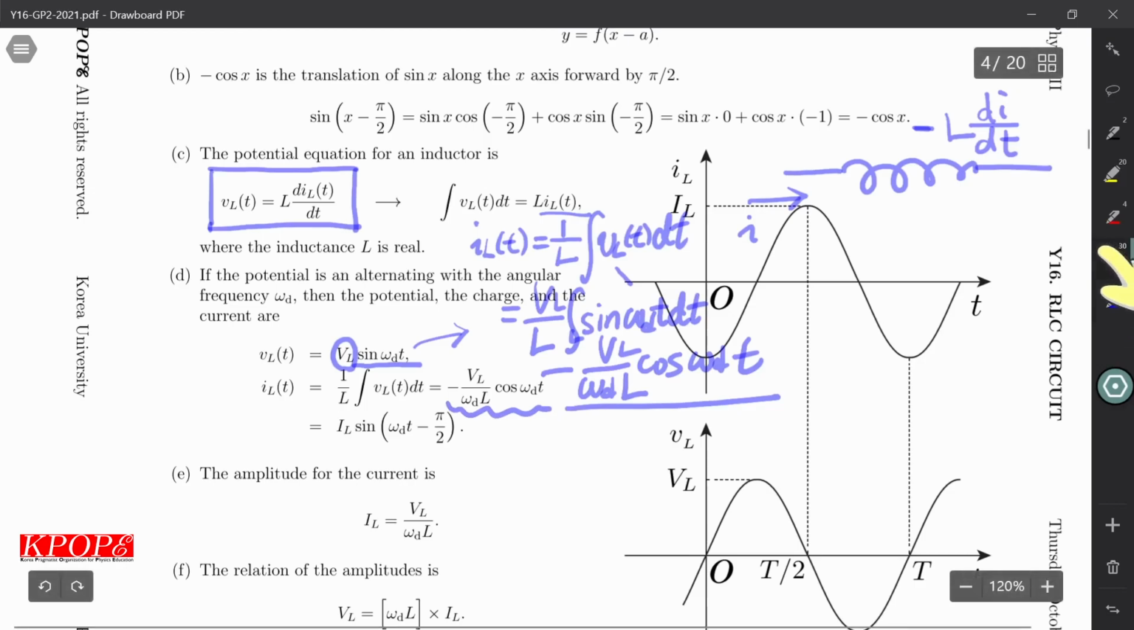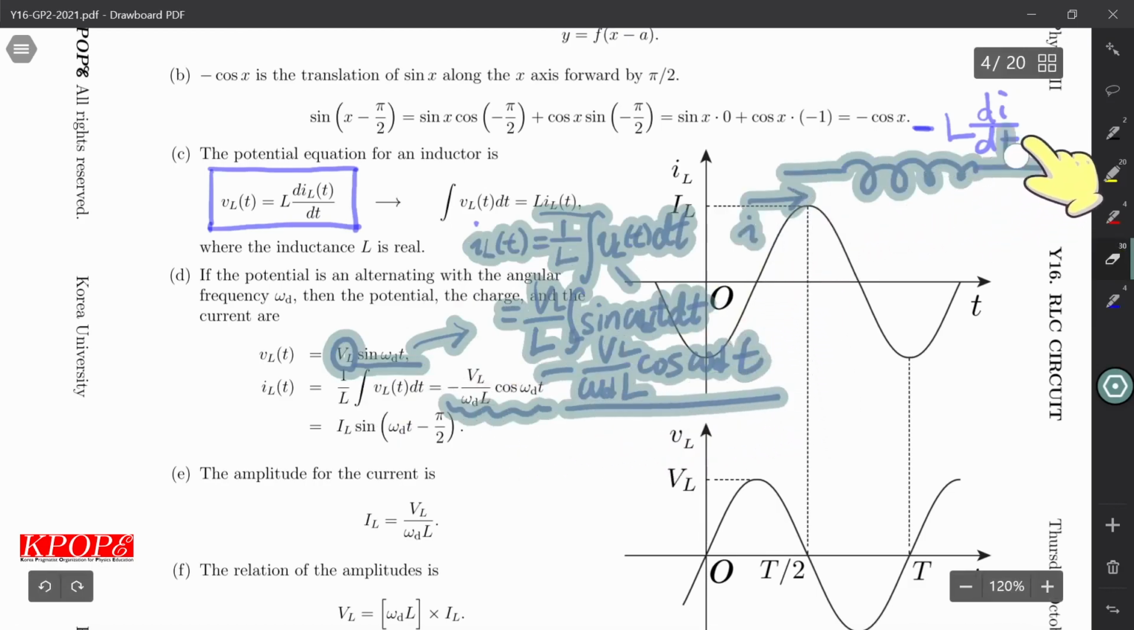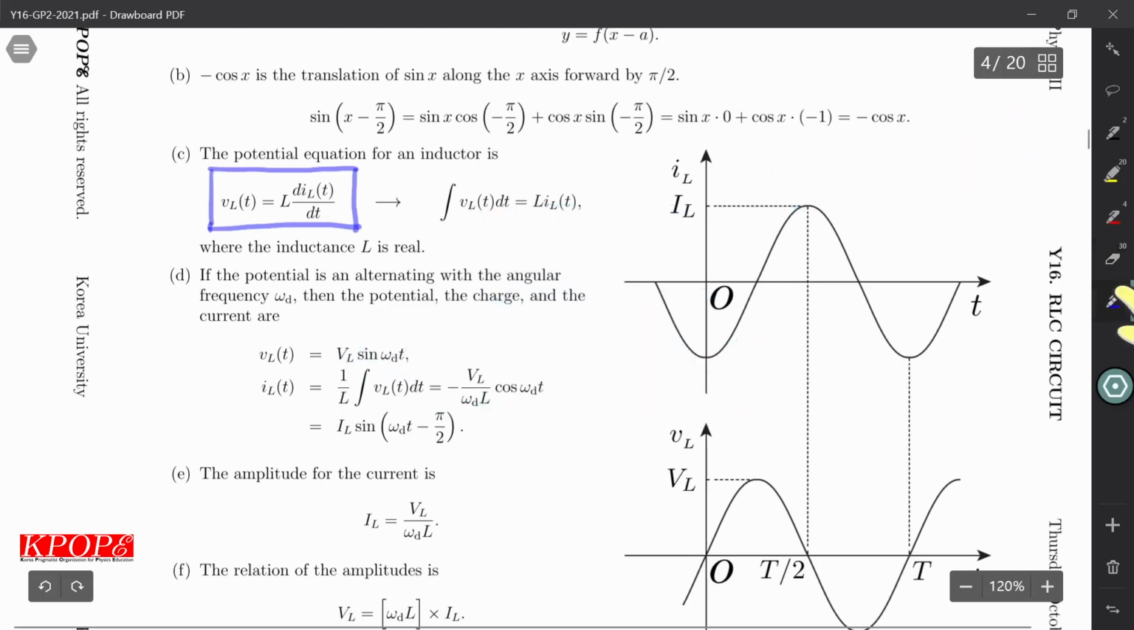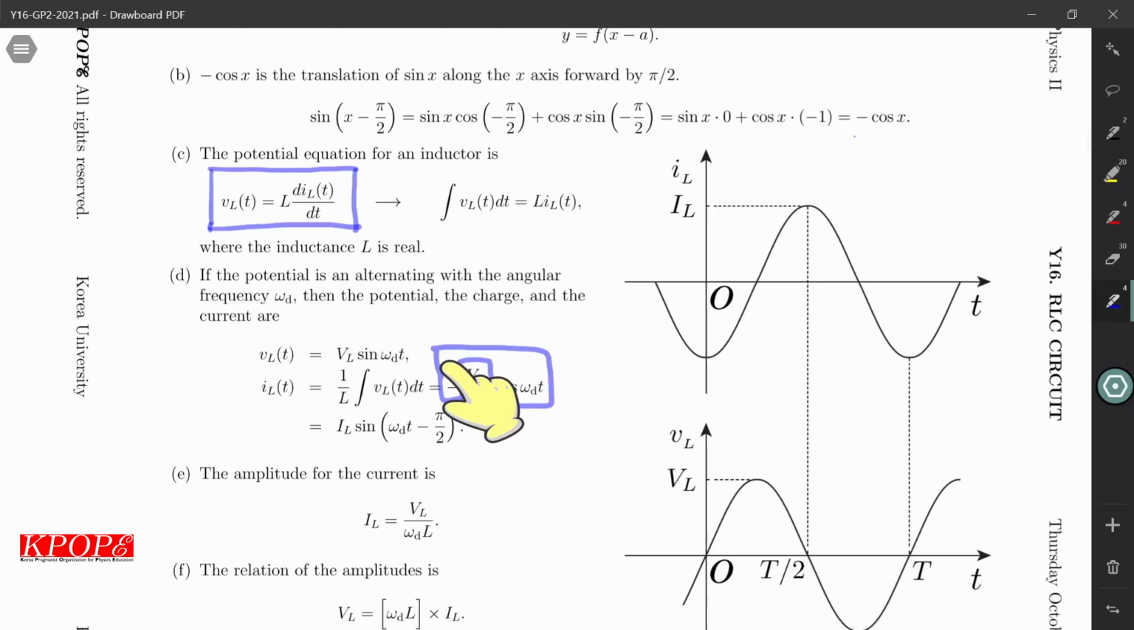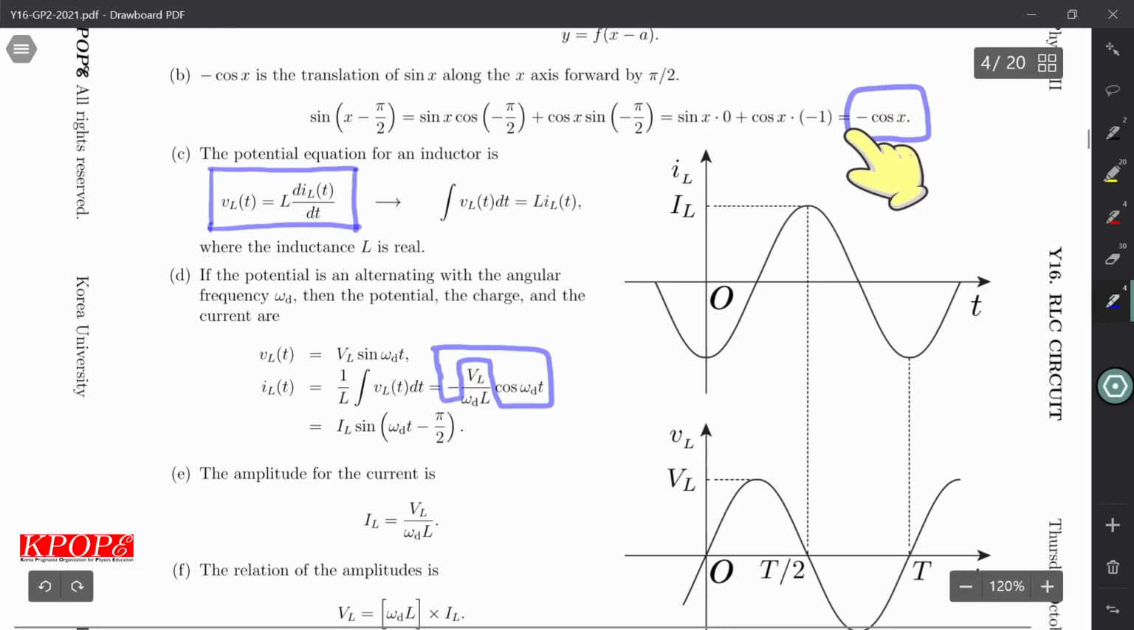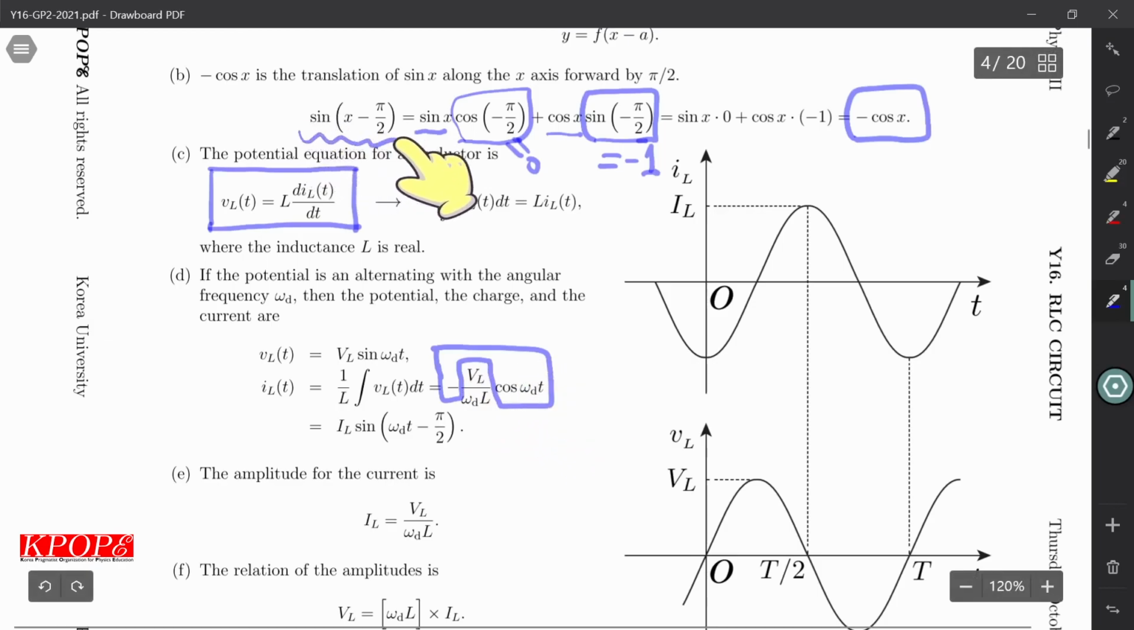Here, as we have done with the capacitance, minus cosine omega d t, that is minus cosine x. Actually, that is sine of x minus half of pi. Let's see. That is sine x cosine of minus half of pi plus cosine x sine of minus half of pi. This one is 0, and this one is minus 1. Therefore, we have minus cosine x. Therefore, minus cosine omega d t is replaced with sine of omega d t minus half of pi.